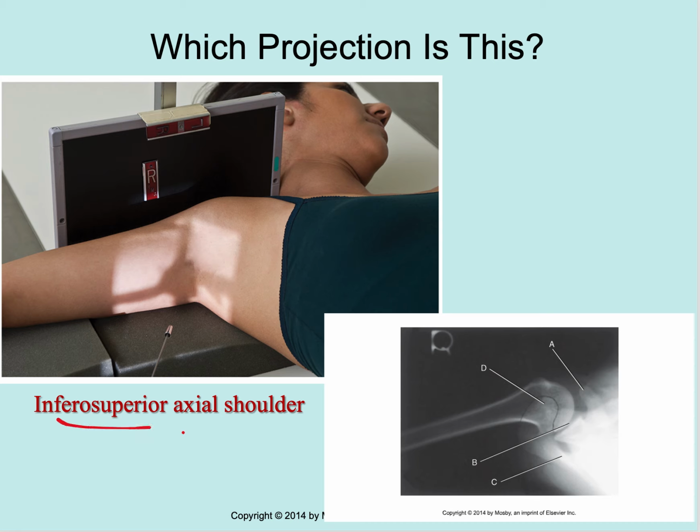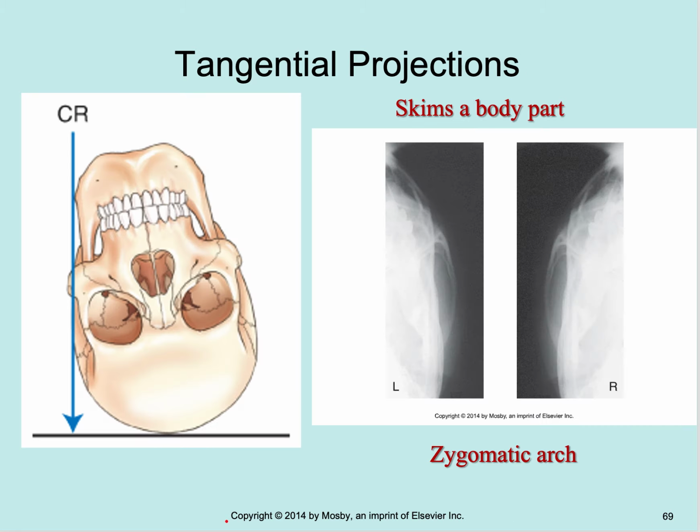Inferior superior axial shoulder. You can also say axial inferior superior, inferior superior axial. It doesn't matter how you term those, which order they're in, as long as those are there, that it is an axial projection because it has that angle. And then how is it entering? It's entering inferior superior. So the order of these words here don't really matter as long as you understand what they're talking about.